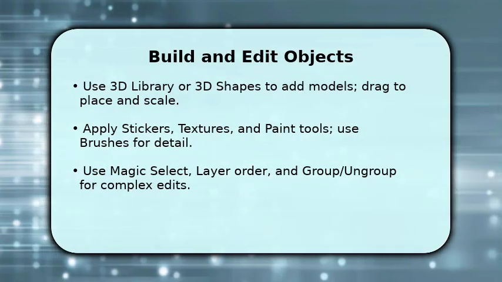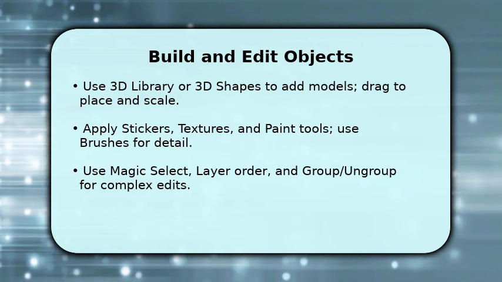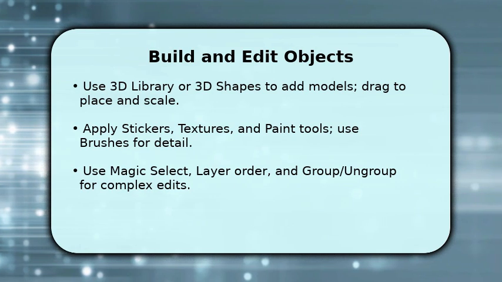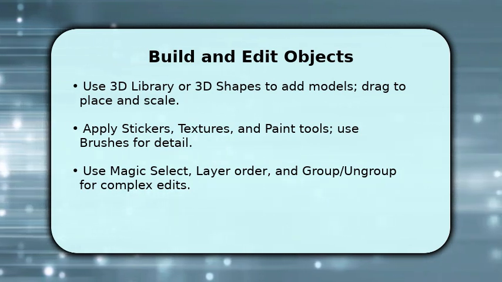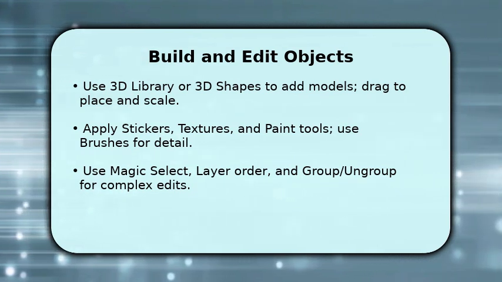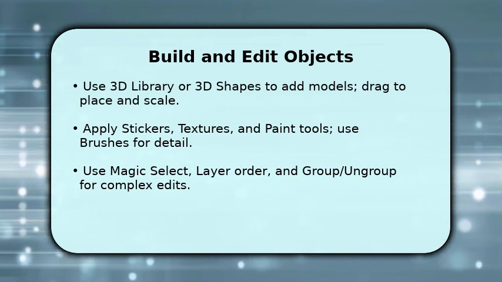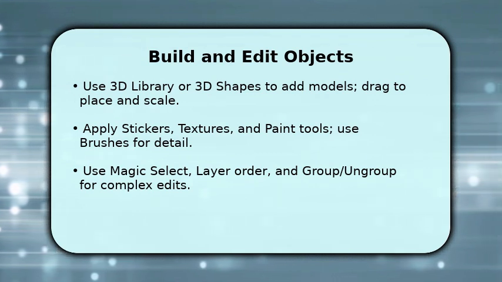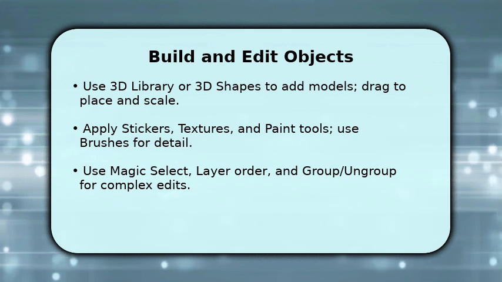Now focus on building the scene. Insert 3D shapes or choose models from the 3D library, then drag, rotate, and scale using the on-canvas controls so they match perspective. You'll apply stickers and textures for realism and use brushes for finer surface details. Vary opacity and blend modes if needed. When isolating parts, use Magic Select, then group objects to move them as one. Make sure to check layer order and adjust shadow intensity to improve depth and readability.